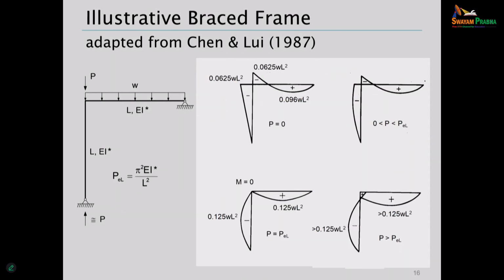As we increase P, the column is getting less and less stiff. And so we've got a case where we're transitioning from where the column is restraining the beam to where the beam is restraining the column. And it's that where it's 0 at the knee is that transition point.